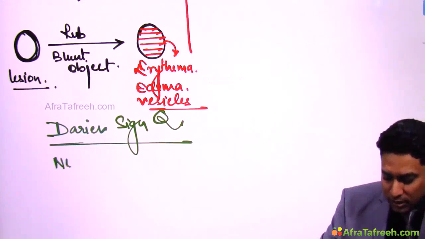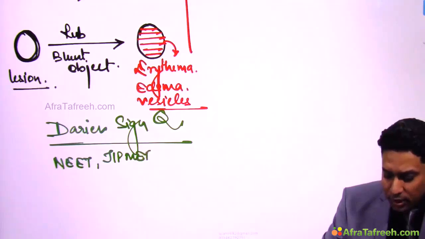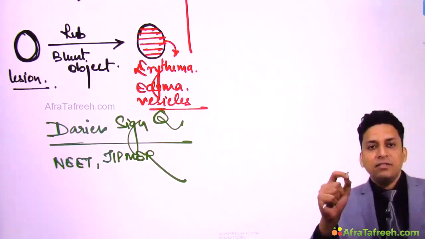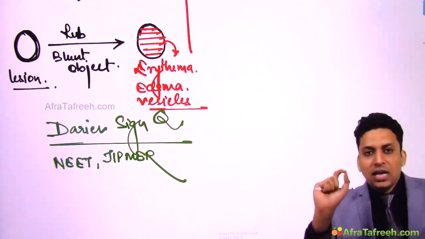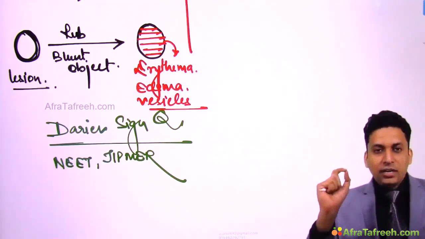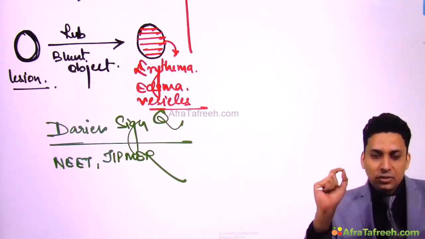So many times this question has been asked. This question was asked in NEET, then it was repeated in JIPMER. Many times this question has been asked: Darier sign is associated with which of the following conditions? Answer is urticaria pigmentosa. So in urticaria pigmentosa, Darier sign is seen. So remember this point.